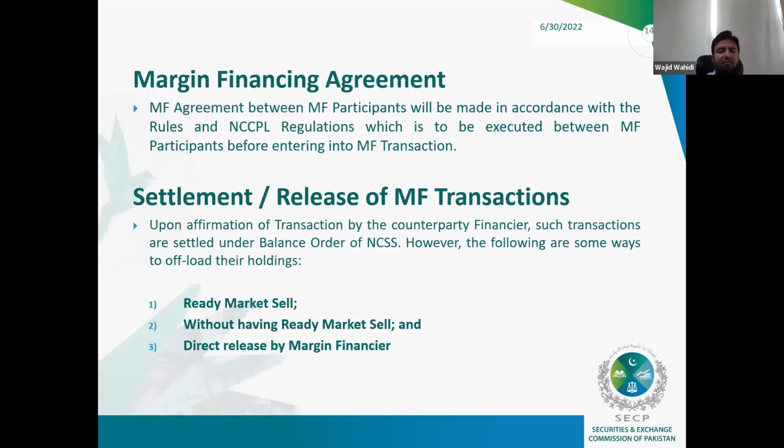The following are some ways to offload the holdings. There are three ways to offload the holdings. One is a ready market sell. If the financee pays off the complete financing amount, it can sell those shares in the market. And if the financee doesn't want to sell those shares, it will directly pay the amount to the financier, and the financier releases those shares to the financee's account. And the third one is direct release by the margin financier. In case of default by the financee, the margin financier will offload those shares to the market and recover the financing amount from the market.